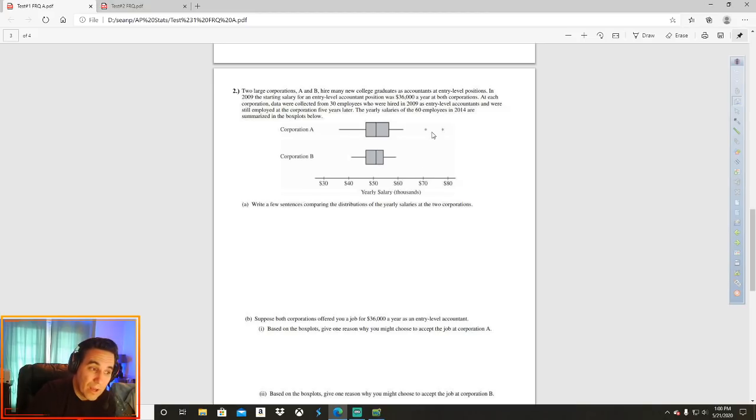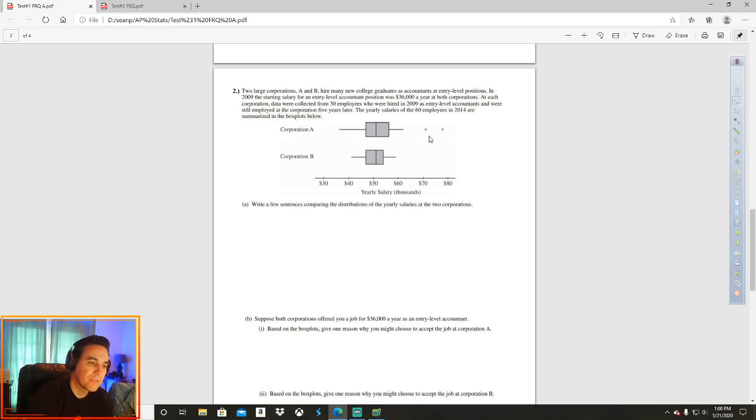Corporation A has 2 outliers. Corporation B does not have any outliers. At the high end, 72,000, 78,000, right? So I compared the outliers, I compared the spread, I compared the center. And their shapes, well, Corporation A definitely has a right skew because of the outliers. It's hard to tell on that one. Corporation B looks more symmetric, maybe a slight left skew. So you could then compare the shapes.